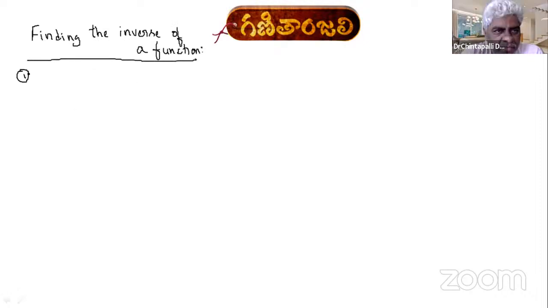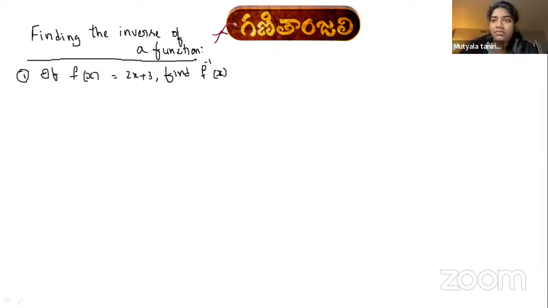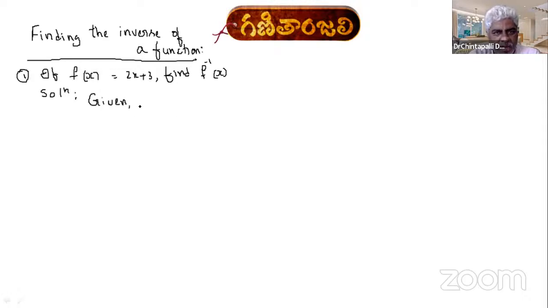See, first point. If f of x is equal to, say, 2x plus 3. This is the symbol for the inverse of functions. Do you write solution or answer simply? Right. See, given f of x is equal to 2x plus 3, right? Yes, sir.